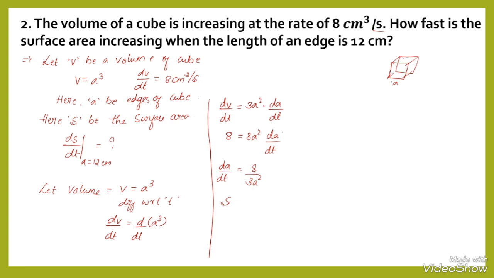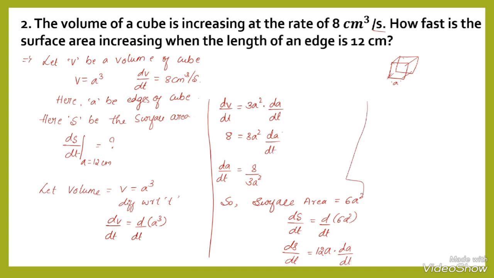Next we want the surface area. Already we know the surface area formula: surface area is 6a square. The rate of change of surface area, dS by dt, is equal to d by dt of 6a square. Differentiating with respect to t only, that is 6 into 2, 12a dA by dt.